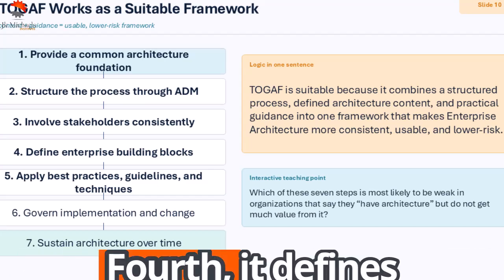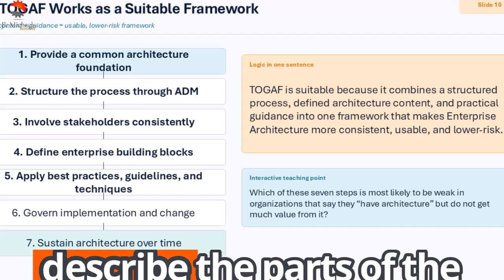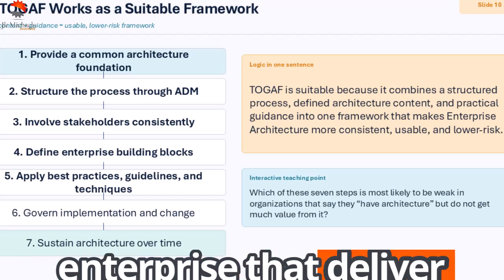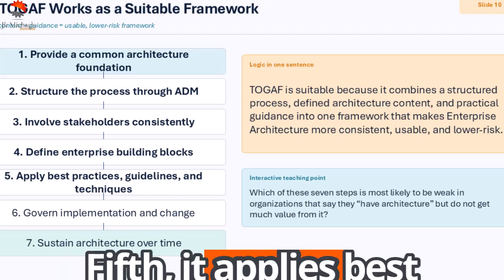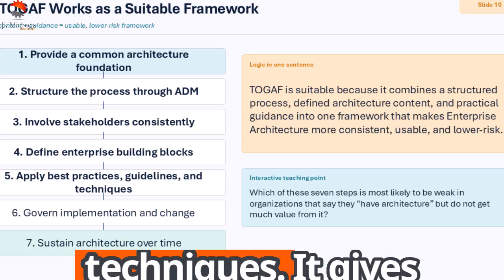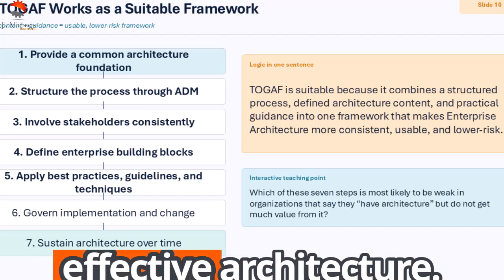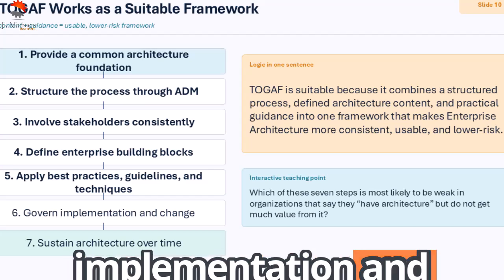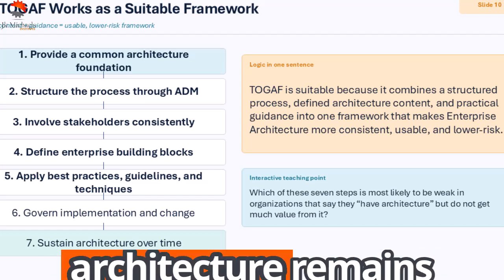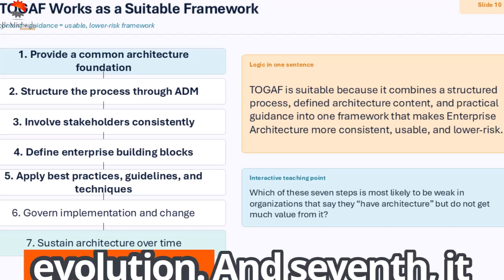Fourth, it defines enterprise building blocks. Using the content framework, architects describe the parts of the enterprise that deliver business services and information systems. Fifth, it applies best practices, guidelines, and techniques. That gives practical support for creating and sustaining effective architecture. Sixth, it supports implementation and change governance, so architecture remains useful during implementation, governance, and ongoing evolution.